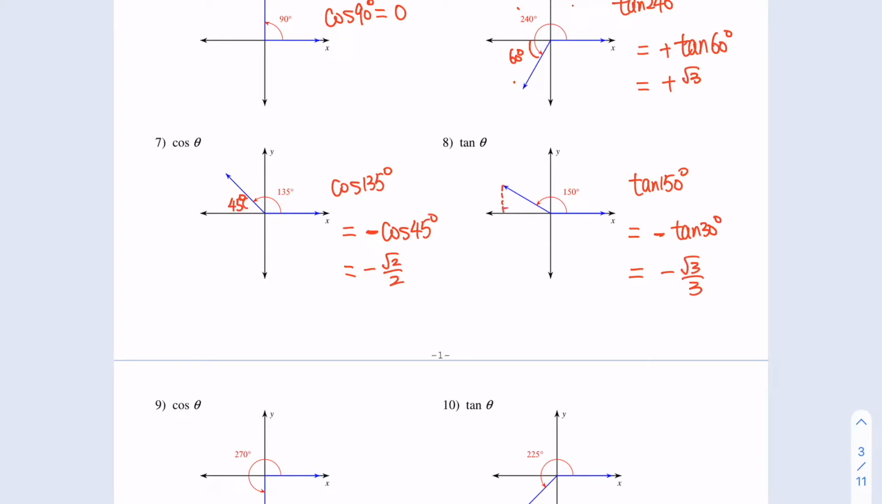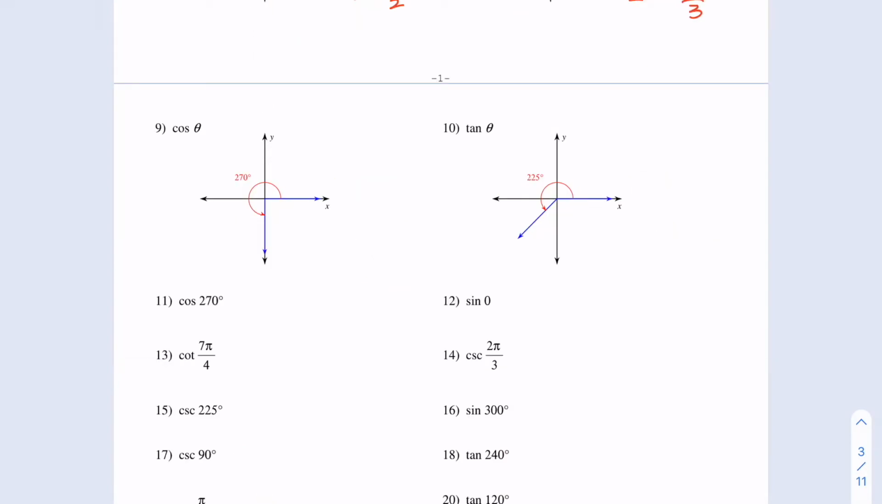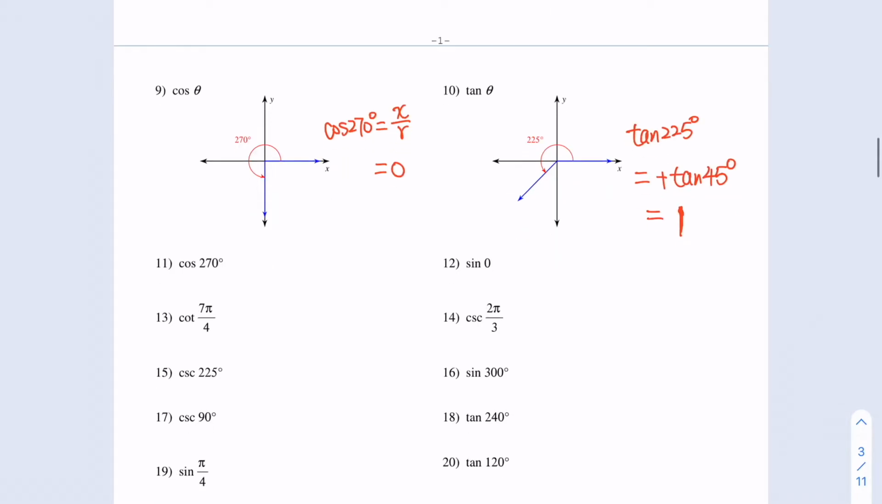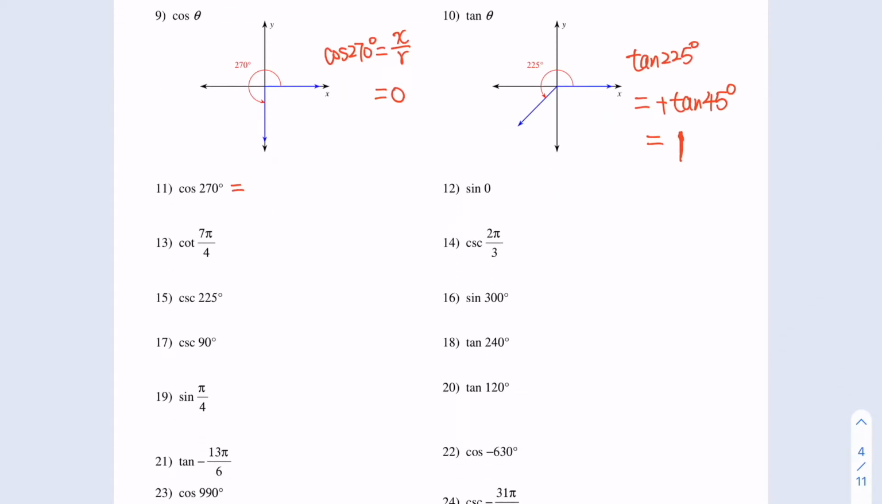Or you can use the triangle. So 30-60 angle, 1, 2, radical 3, negative here. Cosine 270. You can use the table, the graph, or the definition. Cosine equals x over r. x equals 0, so that's 0. Tangent 225. I'm going to use reference angle 45, positive, so it's 1. If there's no picture, of course you can draw a picture yourself. Cosine 270 here is 0. Sine 0 equals 0.